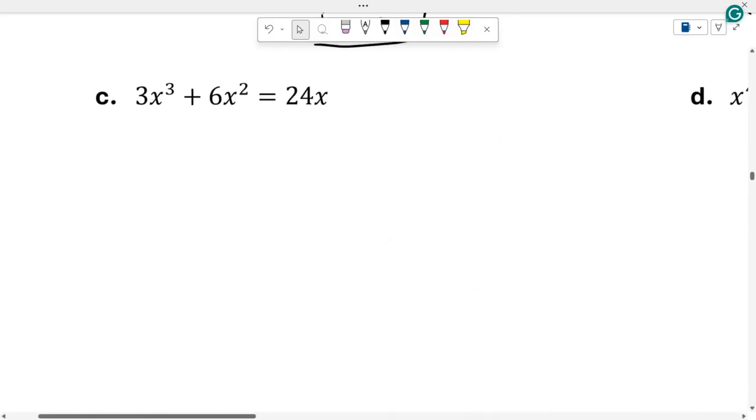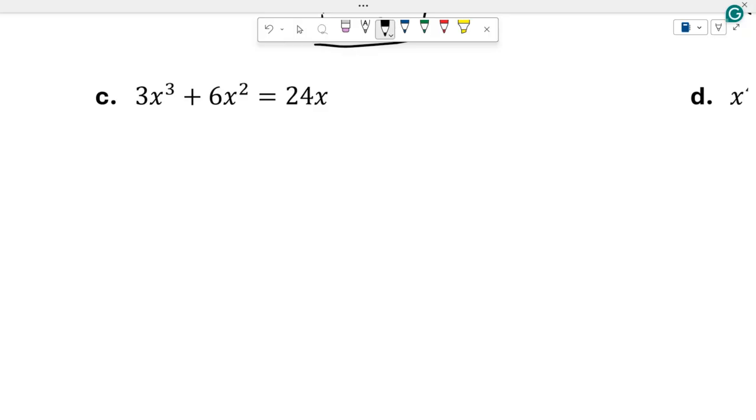All right, C. So for C, we've got 3x cubed plus 6x squared equals 24x. So a couple things here. First of all, notice that 3, 6, and 24 all have a GCF of 3, right? 3 goes into 3 once, 3 goes into 6 twice, and 3 goes into 24 8 times.